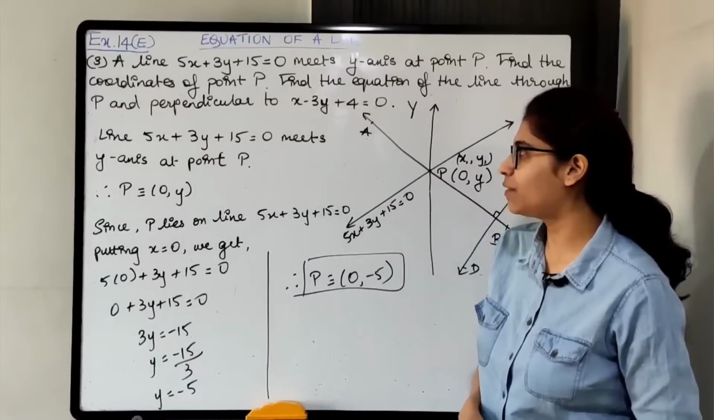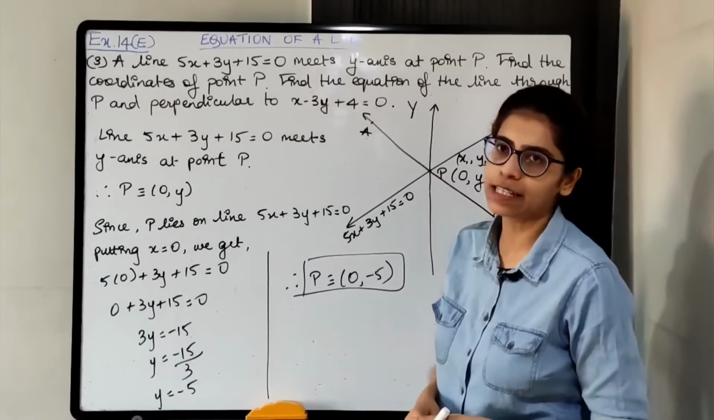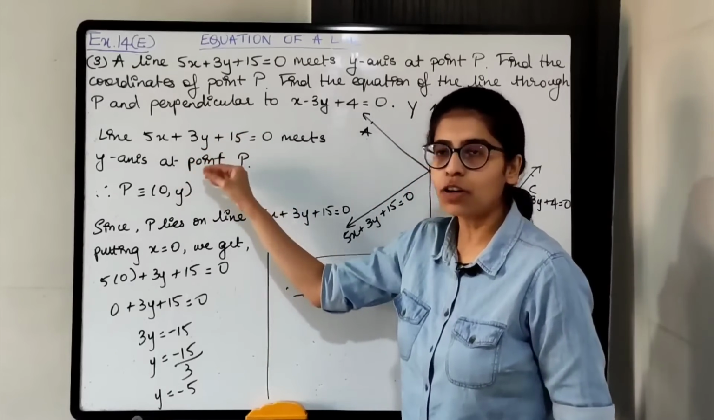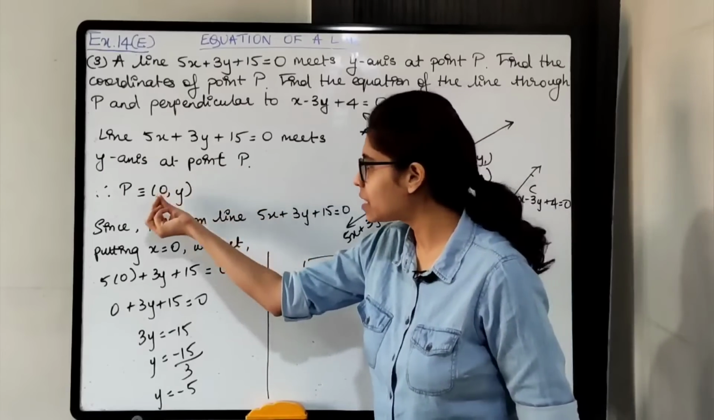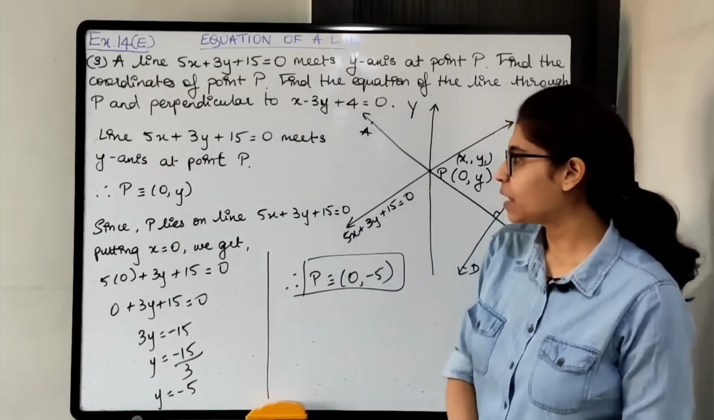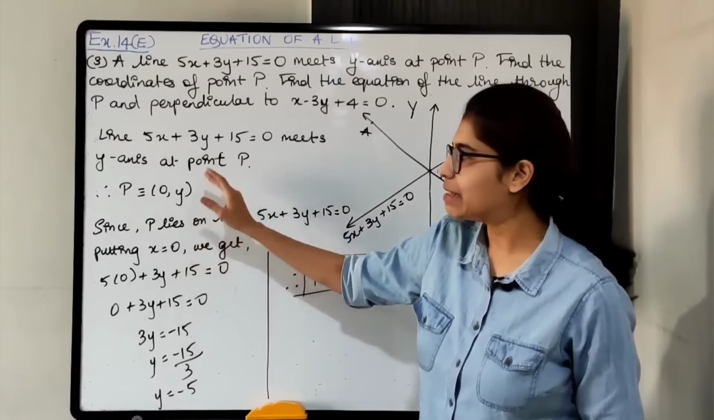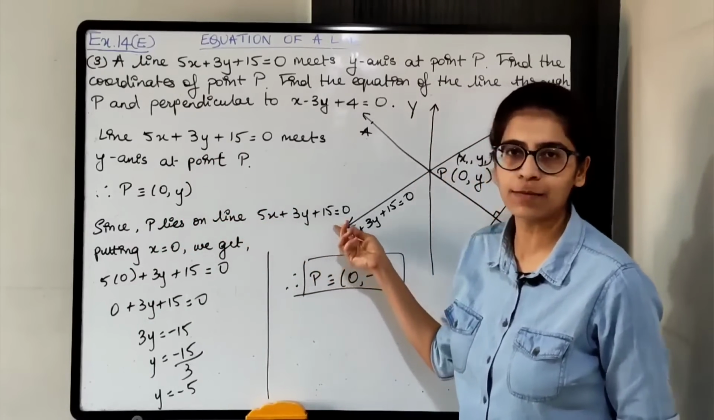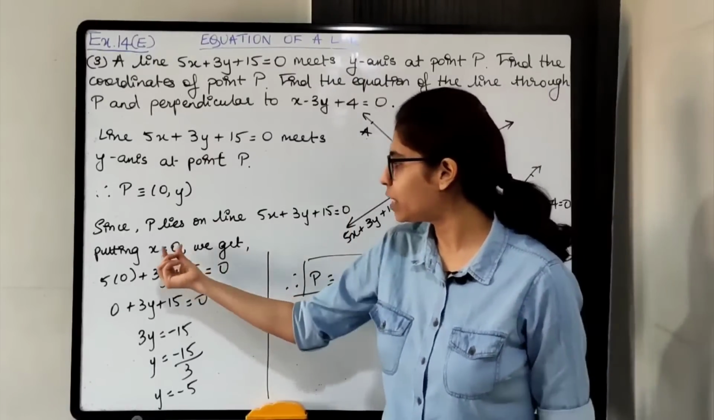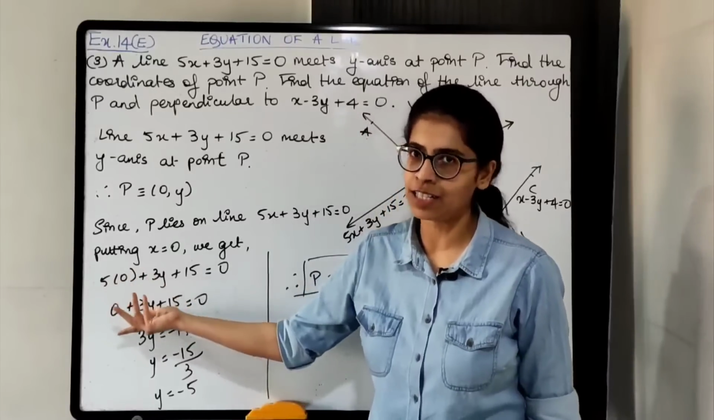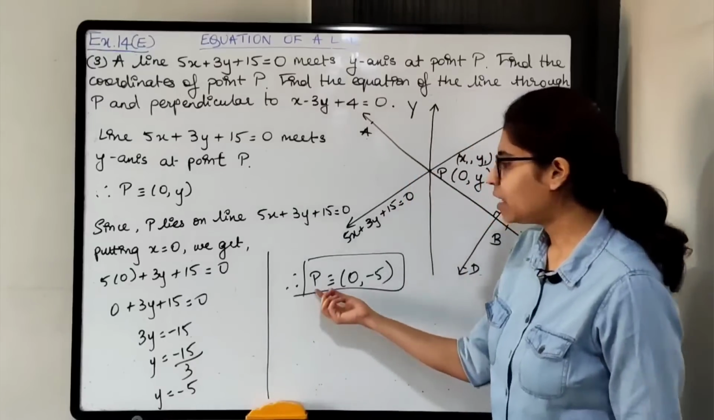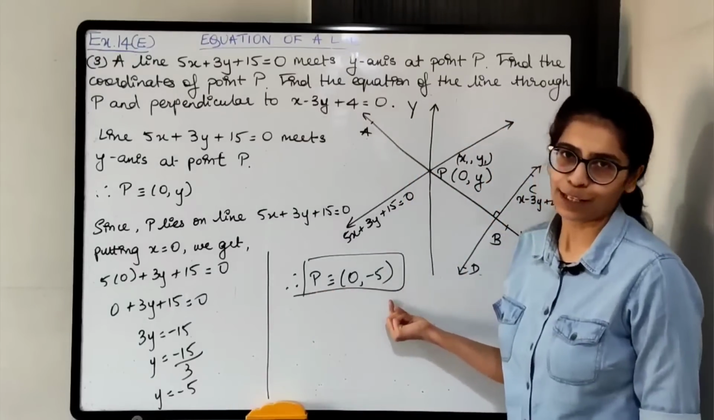Line 5x plus 3y plus 15 equal to 0 meets y-axis at point P. This is already given to us. Write this statement because since it is meeting y-axis, x coordinate 0 होगा and it will have y coordinate. All right, so P is 0 comma y, and since P is lying on the line 5x plus 3y plus 15 equal to 0, it satisfies the equation. So we'll put x equal to 0, x coordinate 0 है यहाँ पे. We'll get y coordinate का value. So P का coordinates है 0, -5.